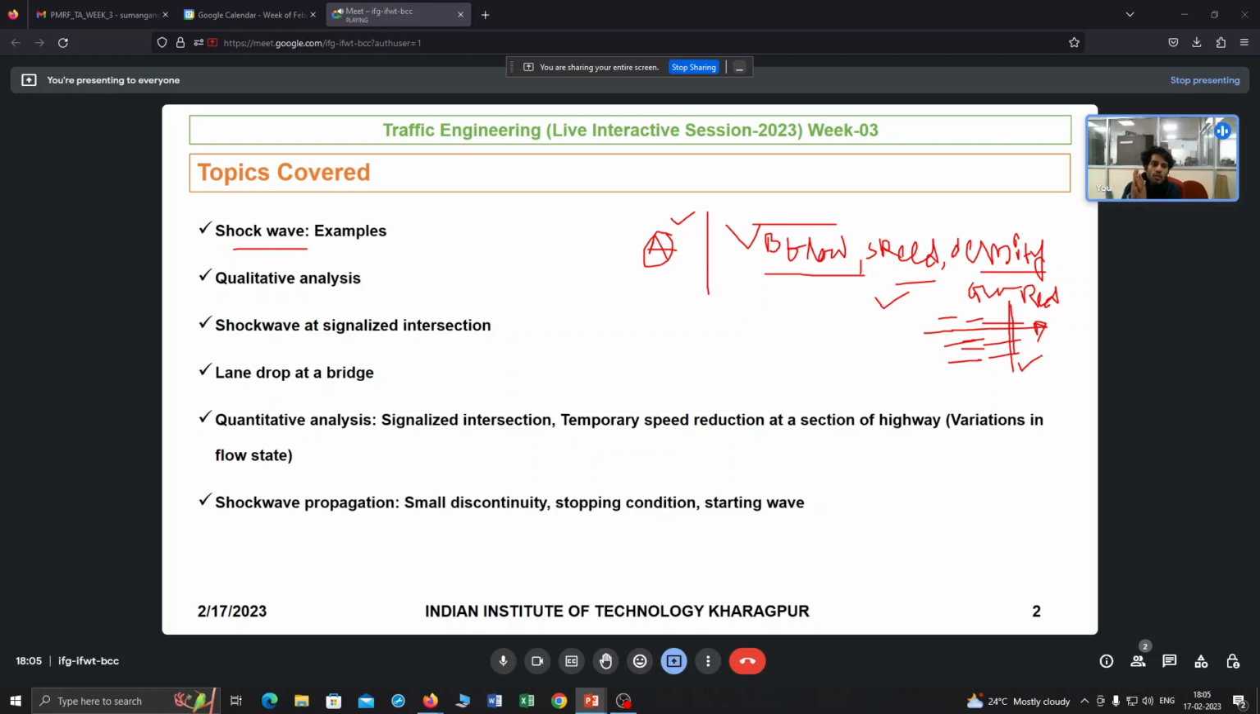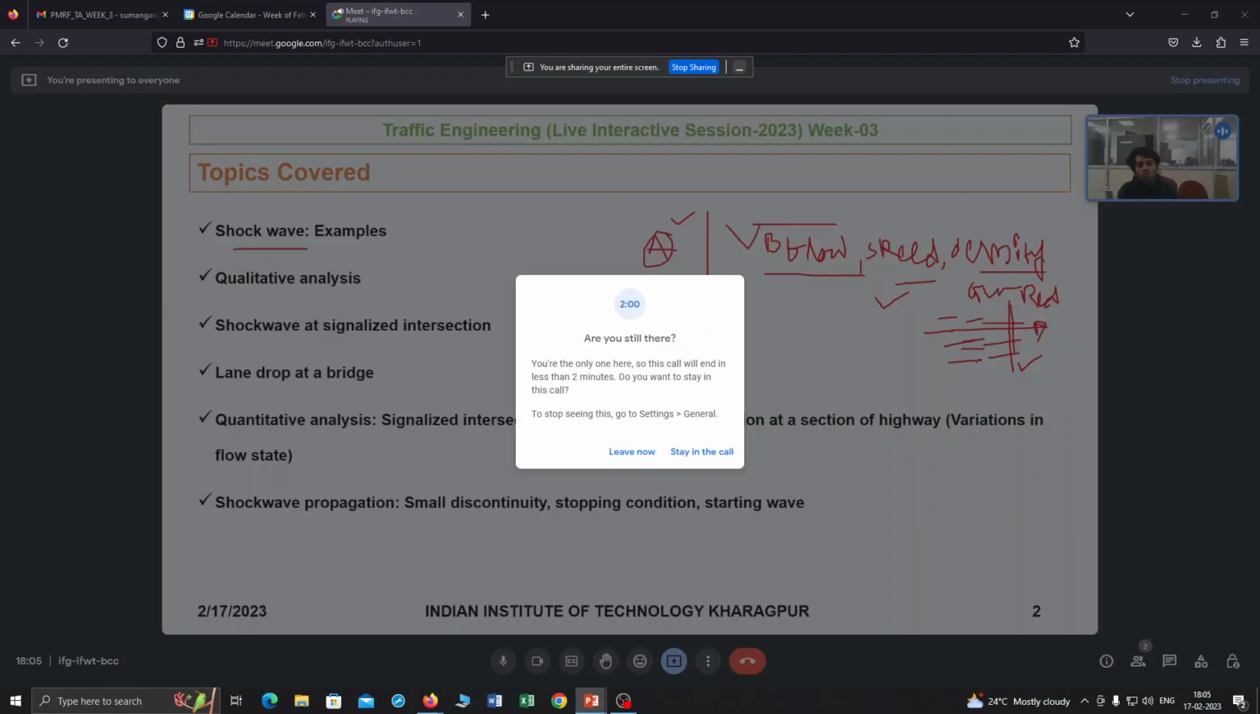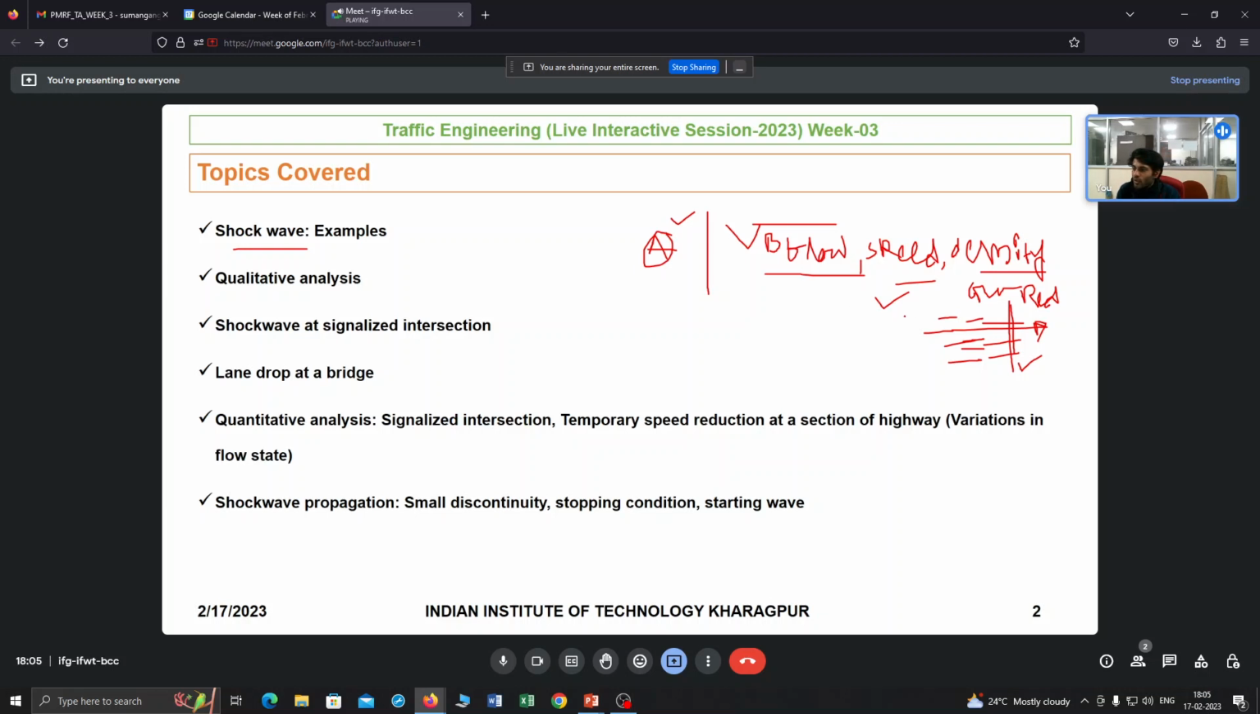And why is it a wave? Because continuously it can move either this side or that side. Sometimes it may also stay fixed. It is a kind of wave of vehicles, and how they move in a platoon. That's why it's called a shock wave. We will discuss later how these things are calculated.